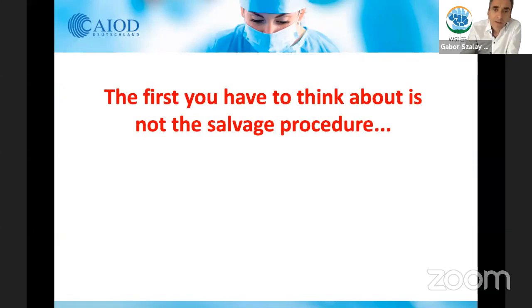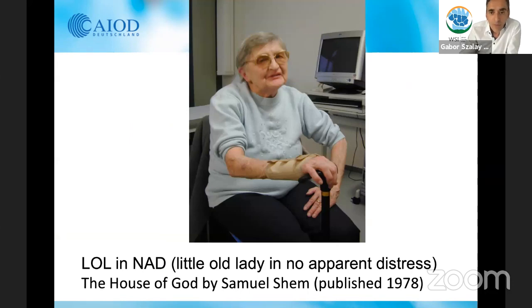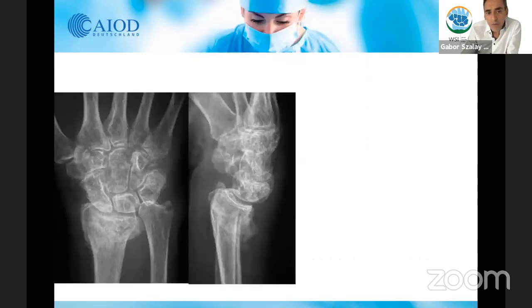So the first thing you have to think about is not the salvage procedure. The first thing you always have to think about is the correction osteotomy. We already heard about this a lot of times today. Perhaps you know this lady, from The House of God, Samuel Shem, 1978, who called this woman the LOL in NAD, the little old lady in no apparent distress. And we have a lot of those patients in our outpatient clinic. So what to do if a lady, LOL in NAD, is coming to your outpatient clinic with such a picture?